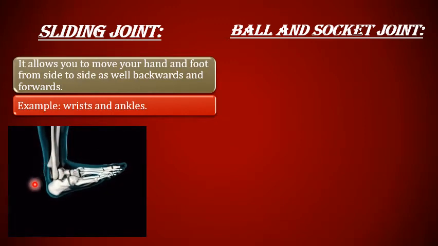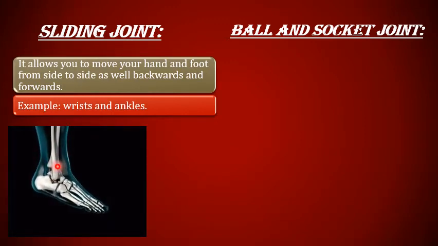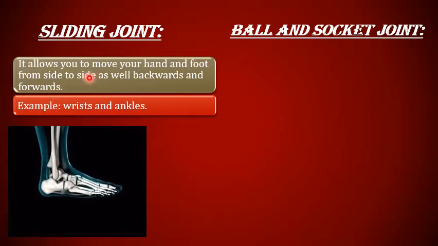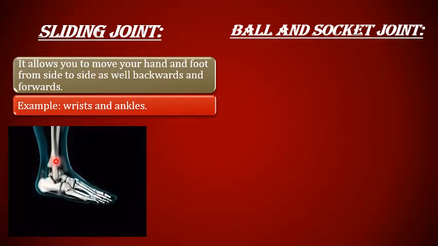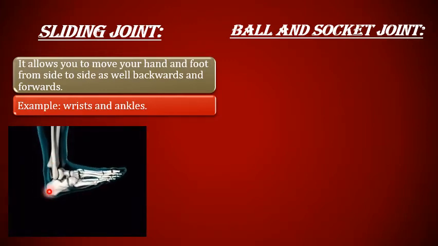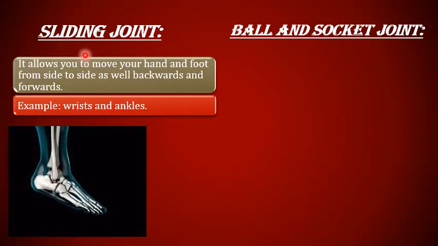How? You can see that here are the ankle bones and we can move our foot side to side and backward and forward like this. It means these bones are sliding over each other. And this kind of joint provides the sliding movement and is called a sliding joint.